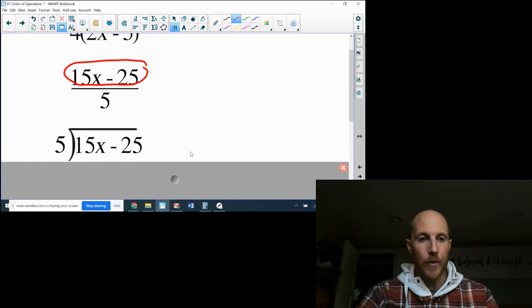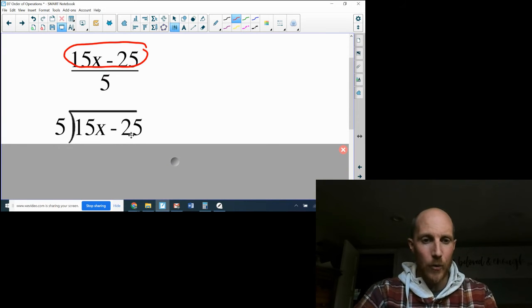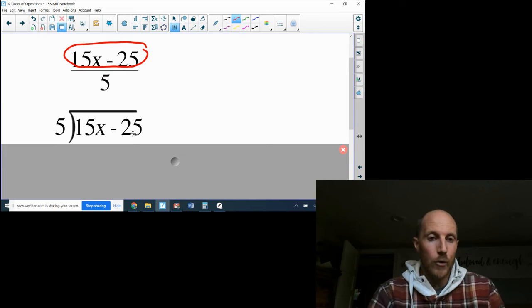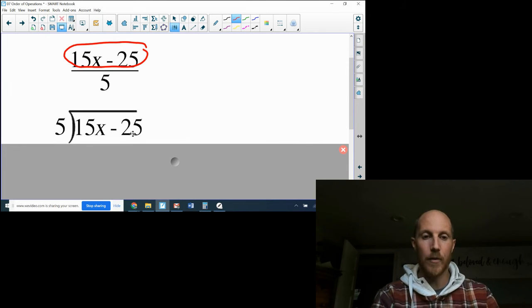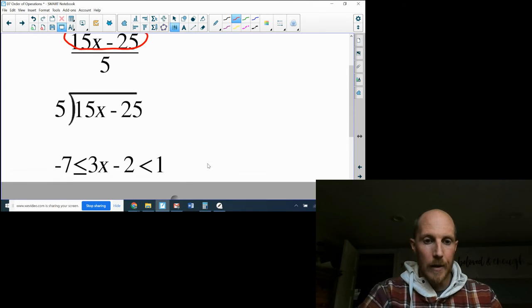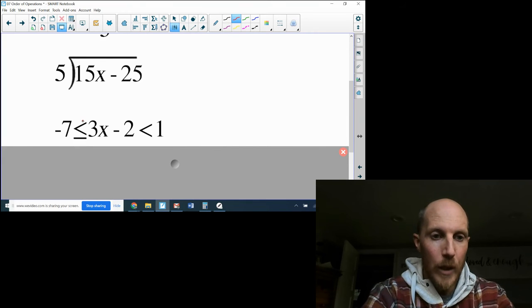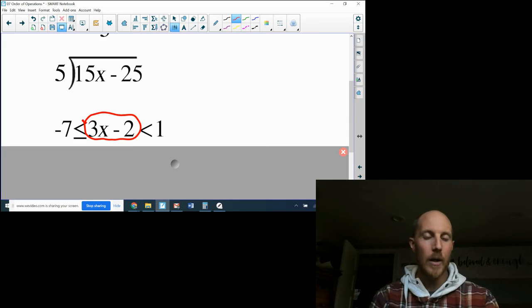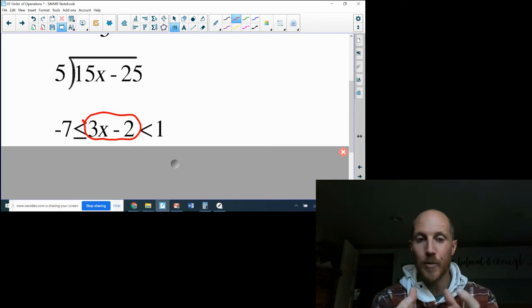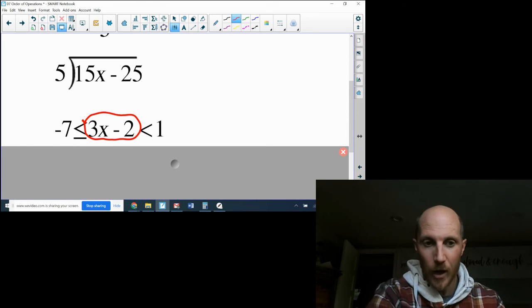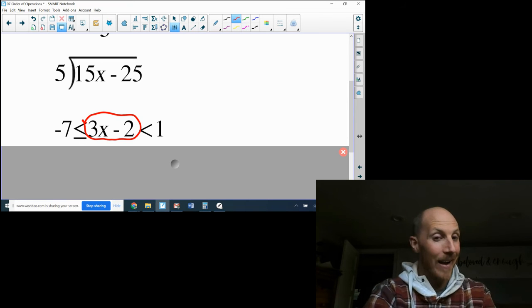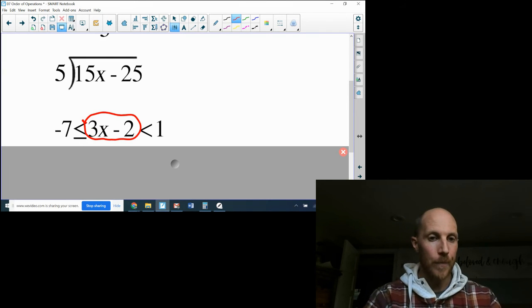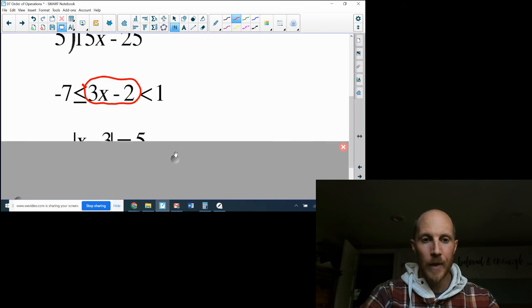I can even write it in long division. Same thing: the 15x minus 25, that whole thing has to be kept together as a group. I divide all of it by 5. Between the two inequality symbols, 3x minus 2, that's a group. 3x minus 2 as an algebra expression is at the same time greater than or equal to -7, and also less than 1. This is a combination of two different inequalities, but the 3x minus 2 is a group. You cannot break apart the 3x and the minus 2.